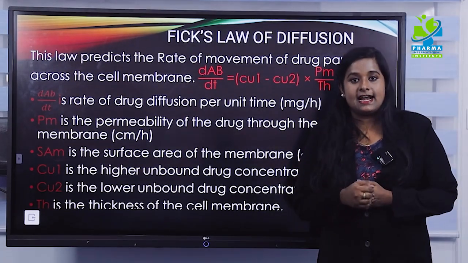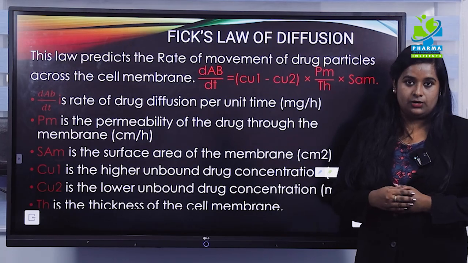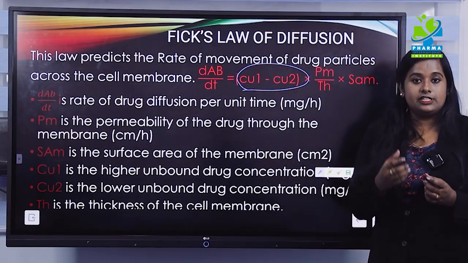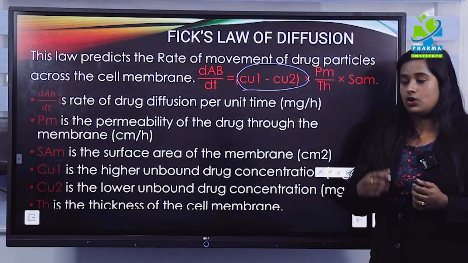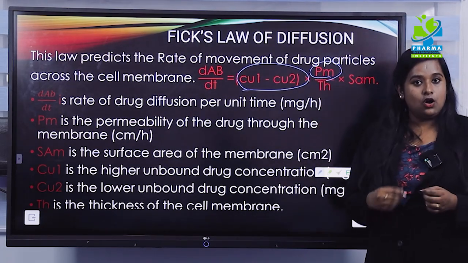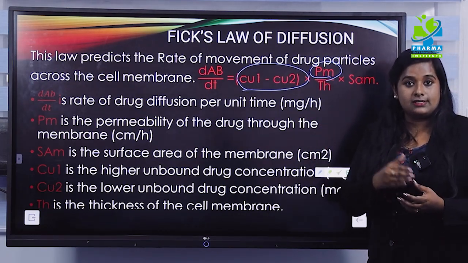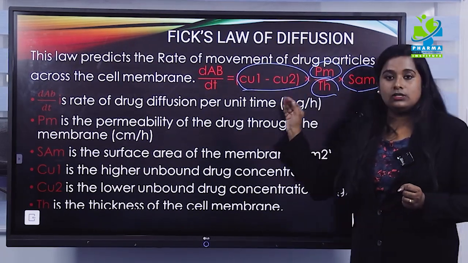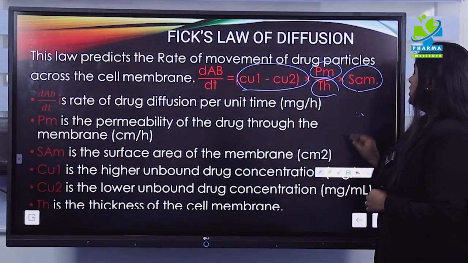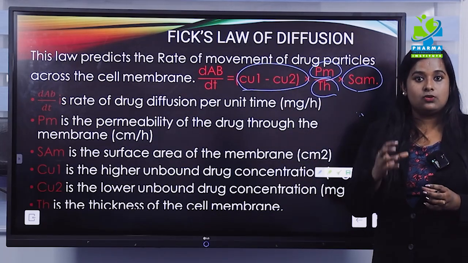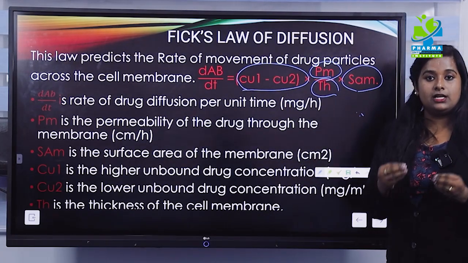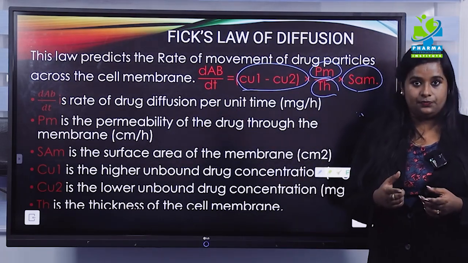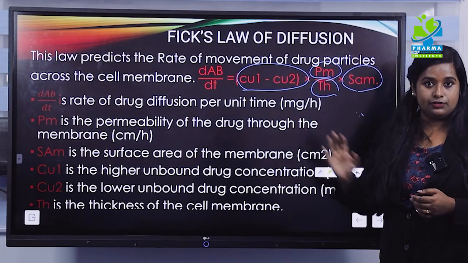So what are the factors that affect the rate of diffusion? So there are basically four factors. One is the concentration gradient, that is the difference between the higher concentration and the lower concentration. Then permeability of the membrane, that is how fast the drug crosses the cell membrane. Then Th, thickness of the membrane, and surface area. How do these factors affect the rate of diffusion? Whenever the concentration gradient value is higher, whenever the difference between the drug concentration is high, the rate of diffusion will be higher. That is, it is directly proportional to the rate of diffusion.